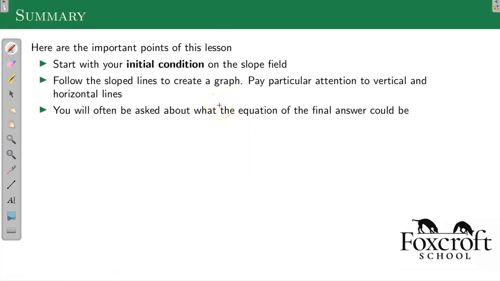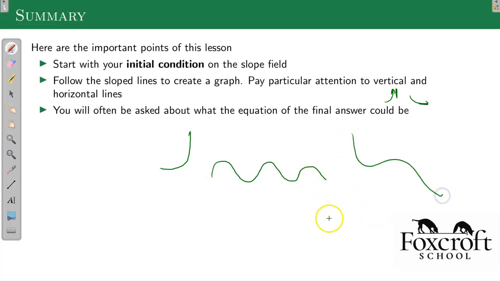All right, so quick summary. Start with the initial condition on your slope. So put that dot. You just kind of follow the slope lines as you create your graph. I pay particular attention to anything that's like a straight line up and down, because that's going to give you an asymptote, or a straight line left and right. That's also going to give you kind of a horizontal asymptote. And you're often going to be asked what the equation of the final answer is going to be. So just make sure you're comfortable with knowing what exponentials look like, knowing what your trig functions look like, knowing polynomials don't level off, rationals have asymptotes, that type of stuff.